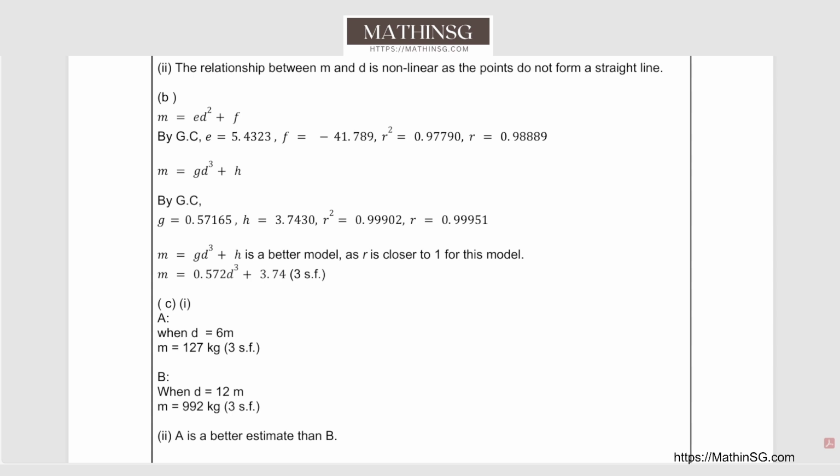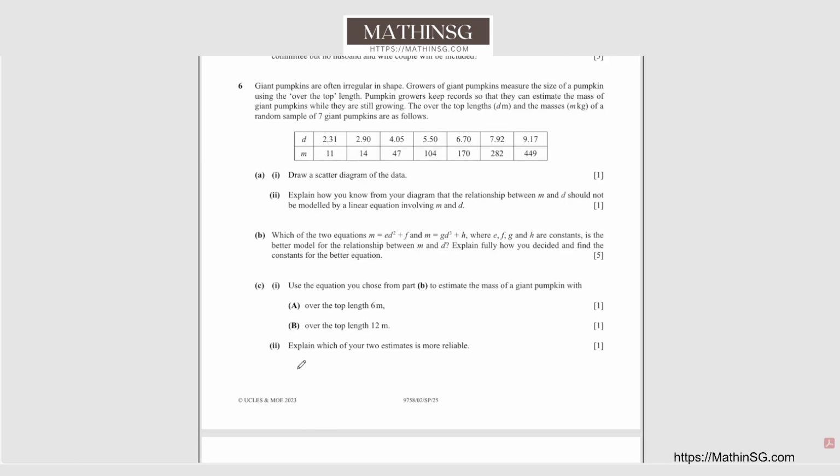All right. So now that we have done with C part 1, we are asked to explain which of your estimates is more reliable. Whenever they ask which estimate is more reliable, you always look at either the R value or whether it is an interpolation or an extrapolation. So we are finding the M value for D equals 6 and D equals 12. So if you look at D equals 6, it is an interpolation because our D values range from 2.31 to 9.17. So 6 meters is within the data range of D.